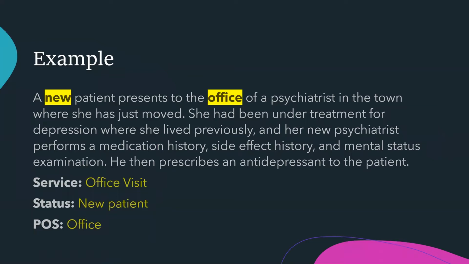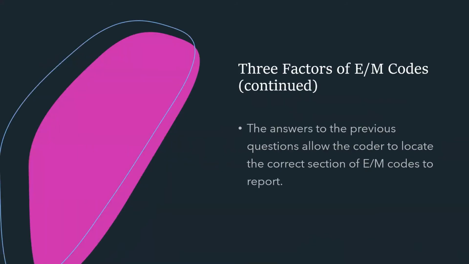Here is an example. A new patient presents to the office of a psychiatrist in the town where she has just moved. She had been under treatment for depression where she lived previously, and her new psychiatrist performs a medication history, side effect history, and a mental status examination. He then prescribes an antidepressant to the patient. The service would be office visit, the status would be new patient, and the place of service would be office.